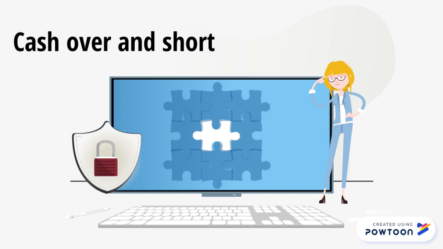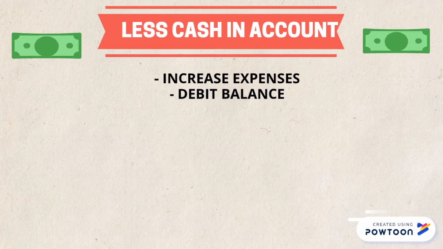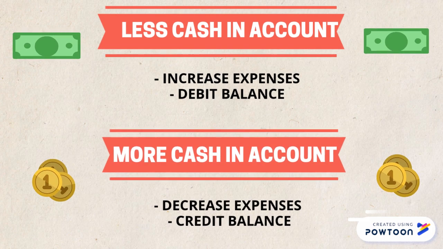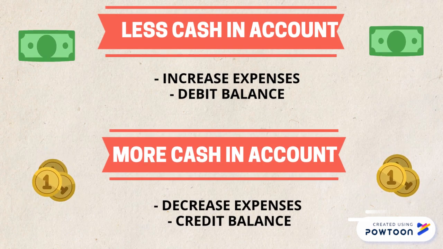This can account for either a credit or debit balance, depending on whether less or more cash is needed to be replenished. A debit balance would increase expenses, while a credit balance decreases expenses. This mechanism ensures that all expenses are accounted for and the business is not losing cash.